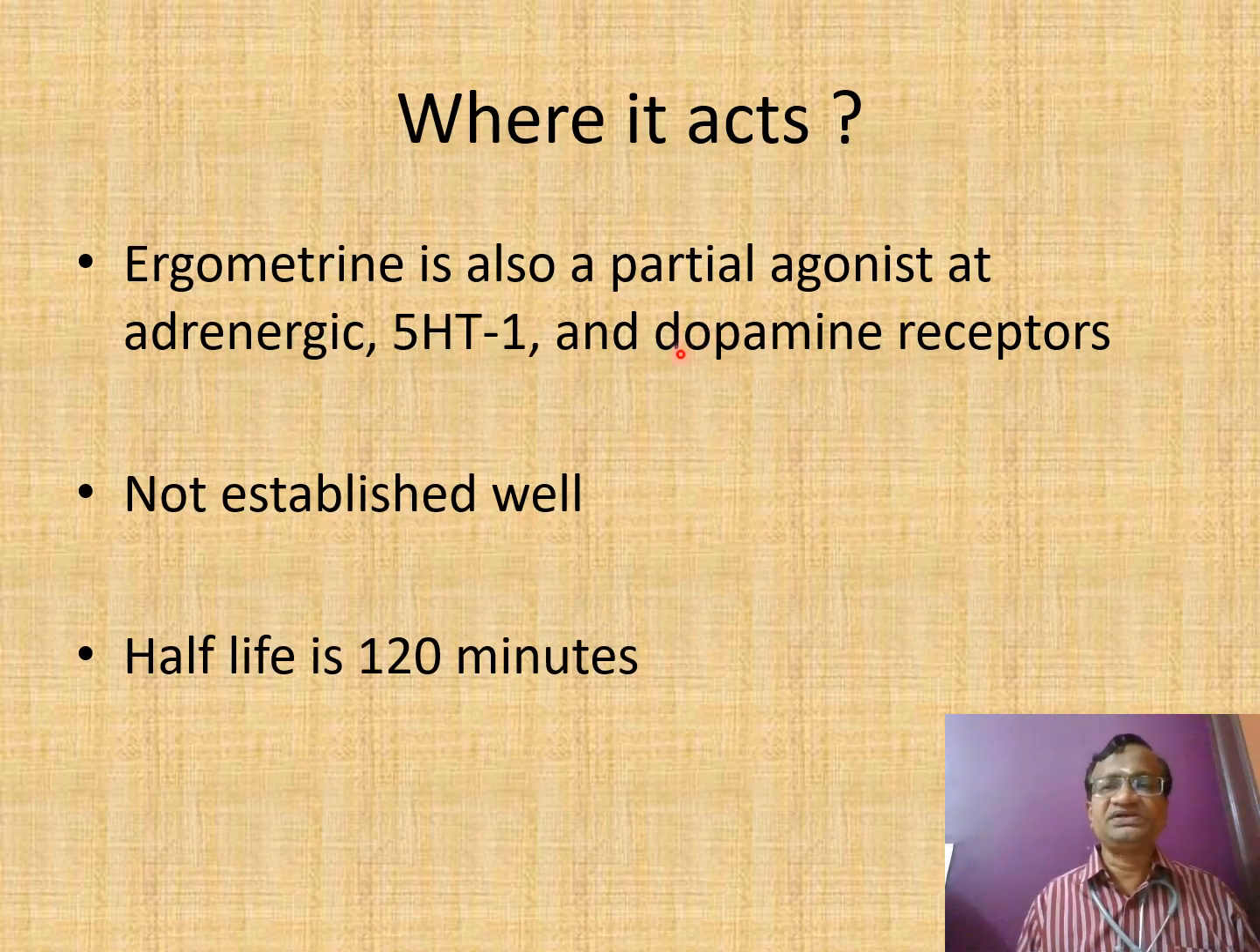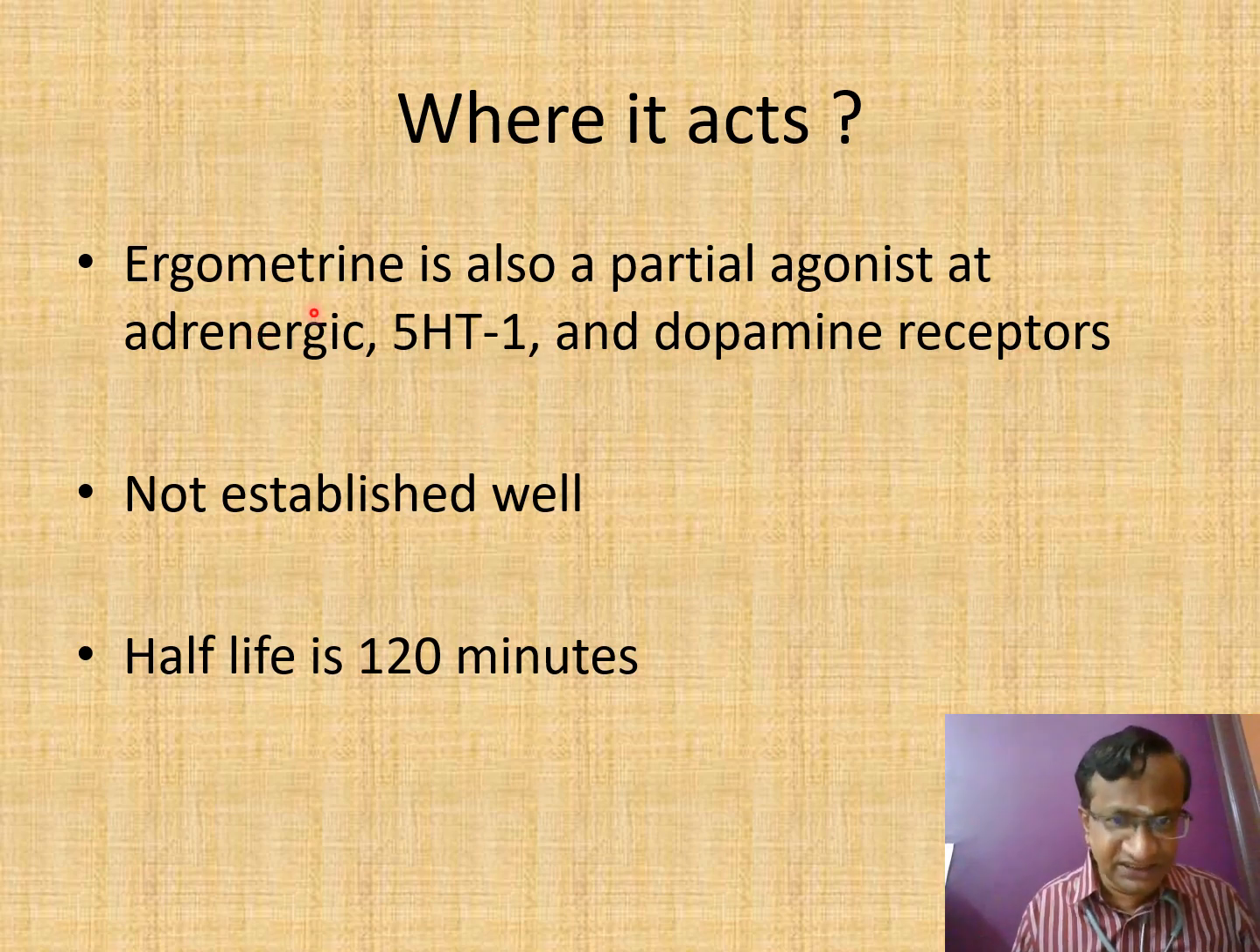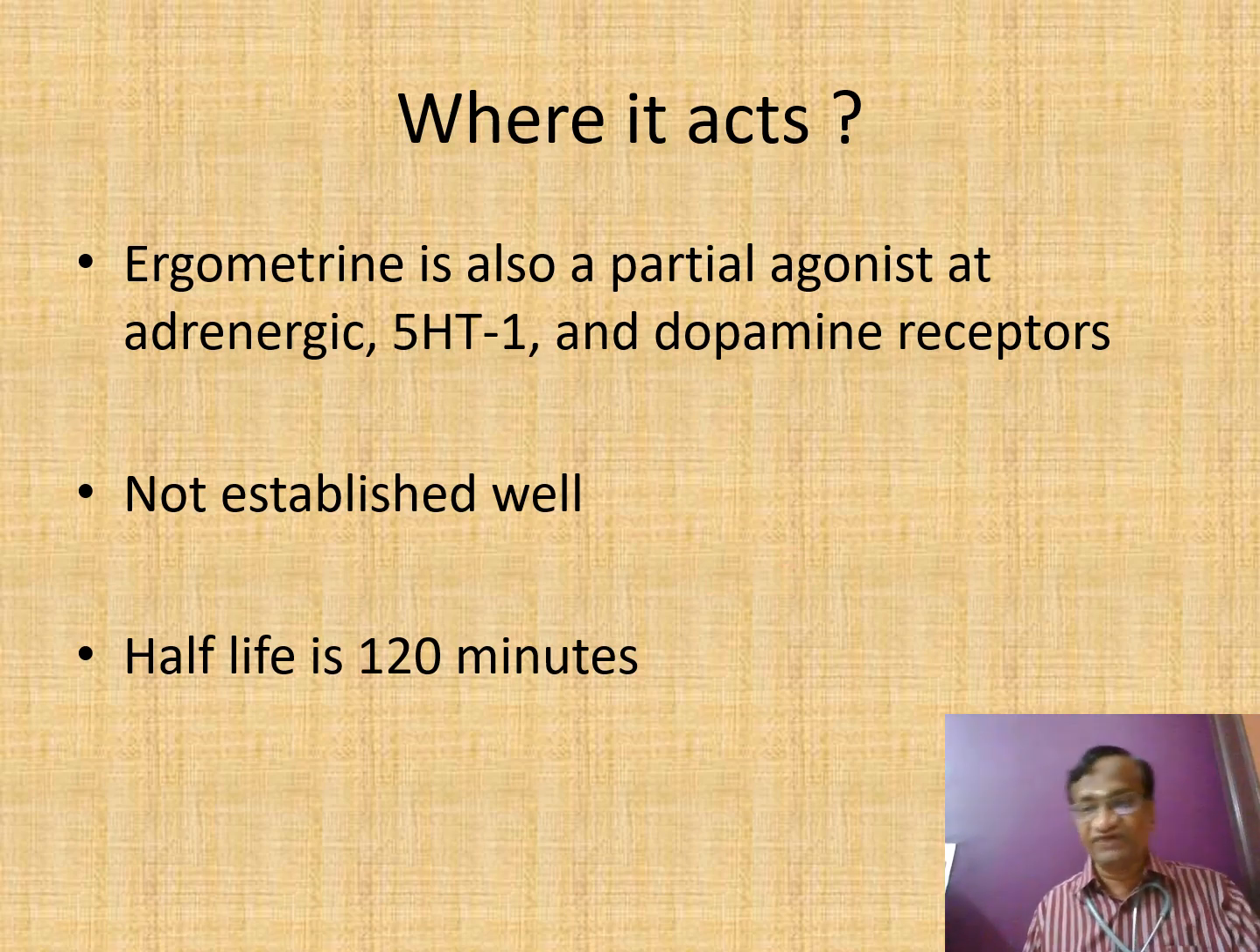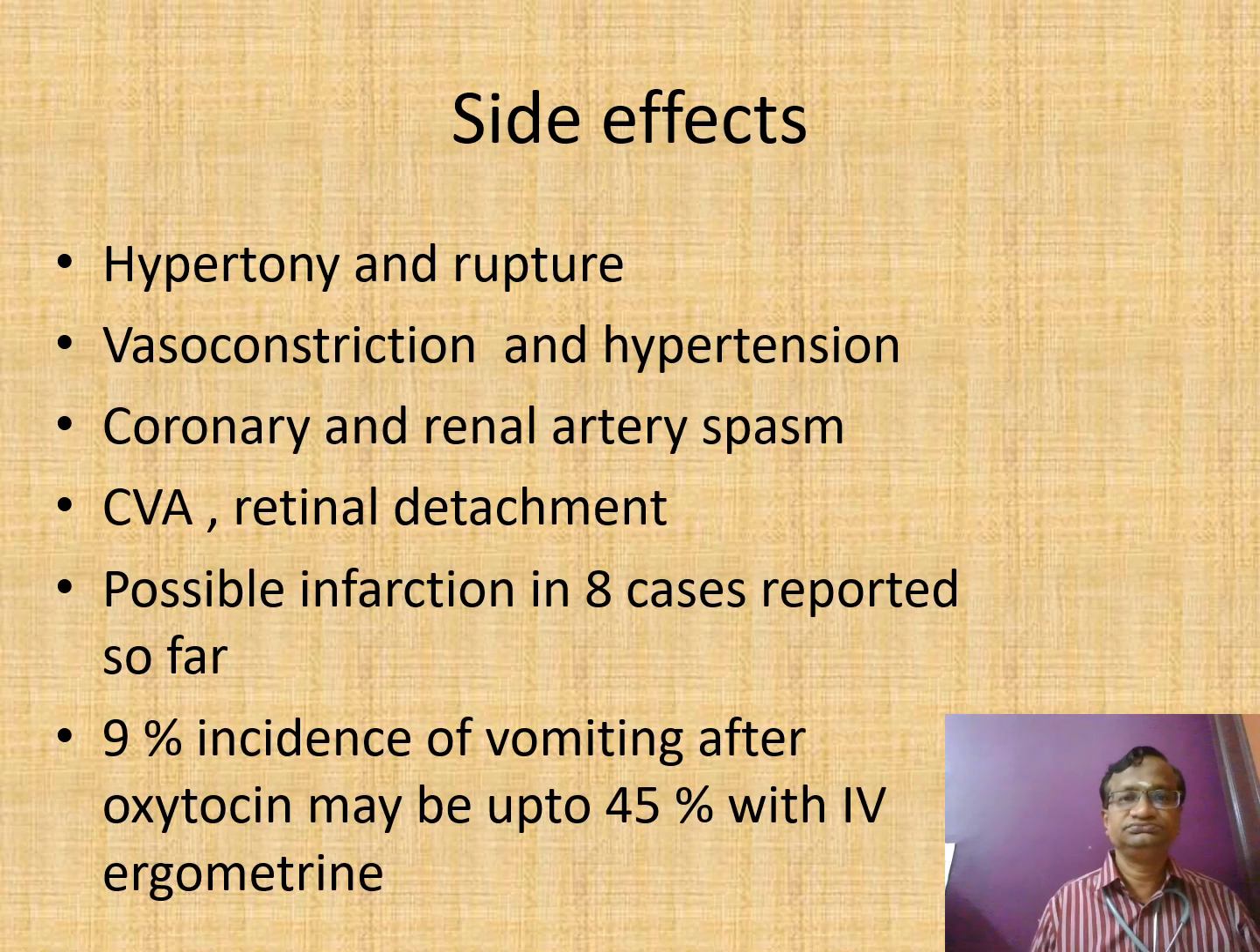Where it acts, ergometrine is a partial agonist of adrenergic, serotonergic, and dopamine receptors. It is not established well, and it may act for 120 minutes, the half-life itself, and it may act for 2 hours or 2.5 hours. Hypertony, uterine rupture, BP rise. This is very important. Coronary spasm, CVA, retinal detachment. So far, 8 cases. There is a lot of incidence of vomiting, maybe up to 45% seen with ergometrine.